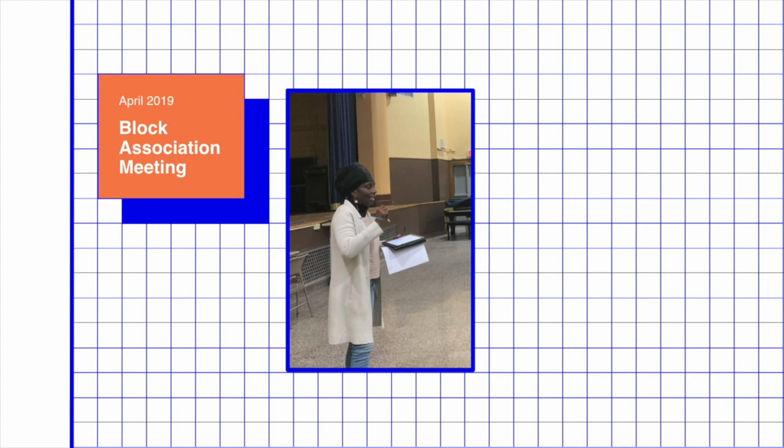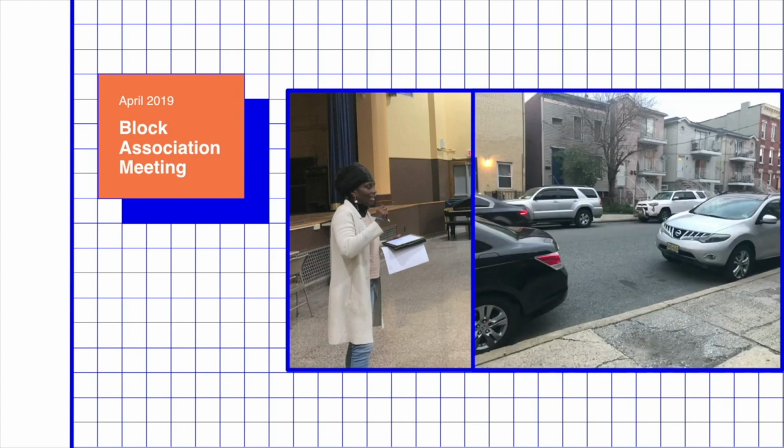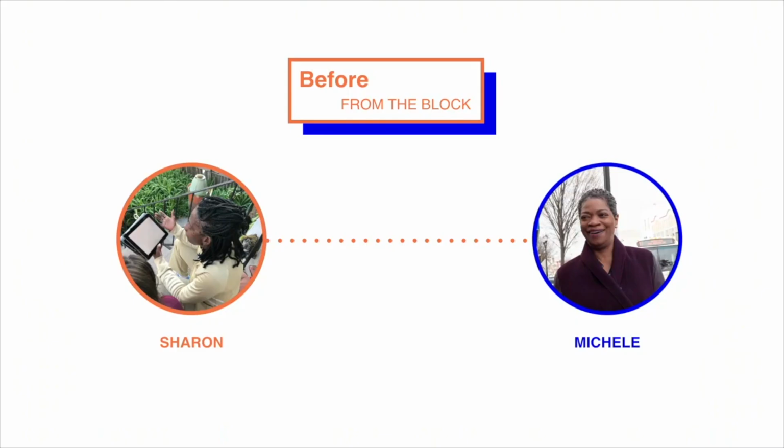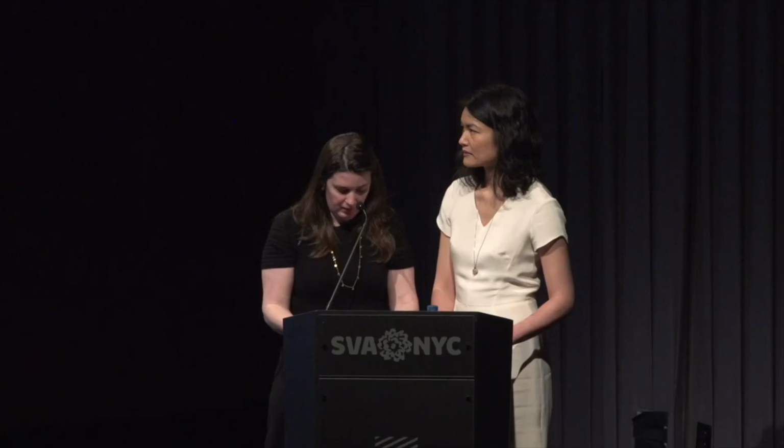In April, Sharon held her block association meeting, and when talking about parking problems, one of her members shared this observation. They lose spots also by inefficient parking. So Sharon chalked her street and measured on average losing 3 spots to inefficiency. Before From the Block, it would be unclear how to share this community-informed solution. But now, from her stoop, with her iPad, Sharon can share it directly to Michelle using From the Block.